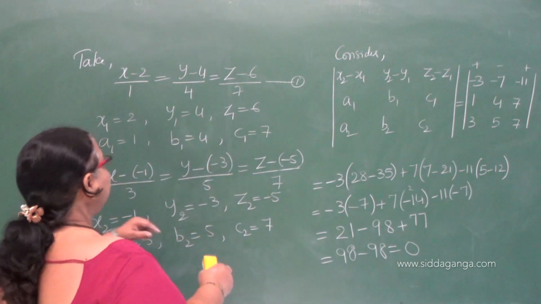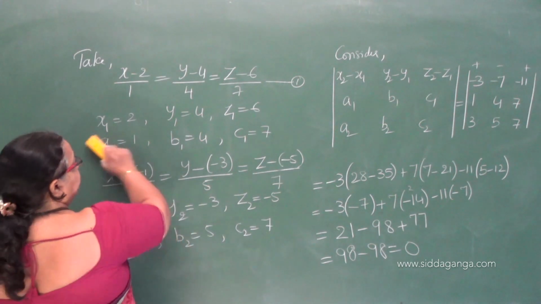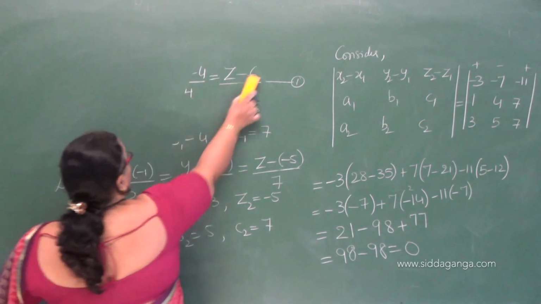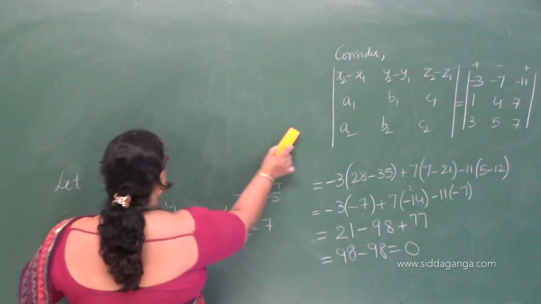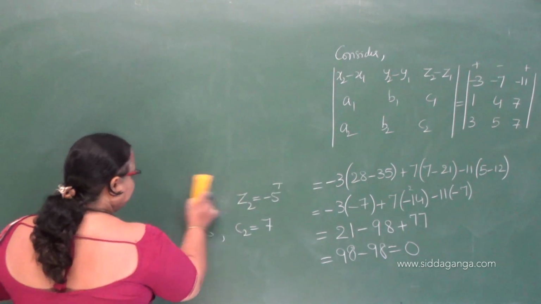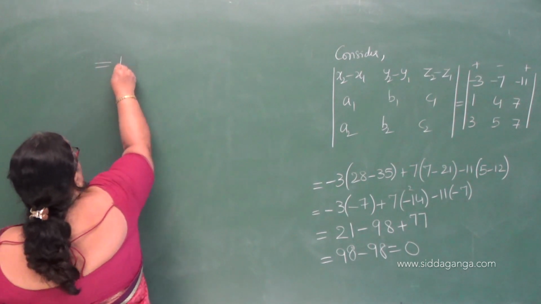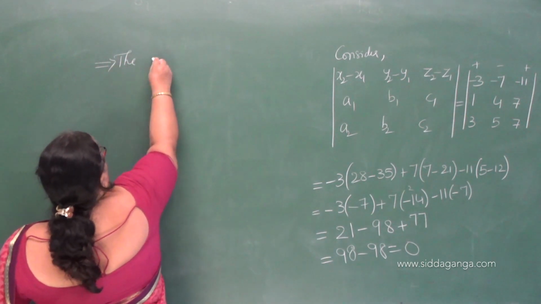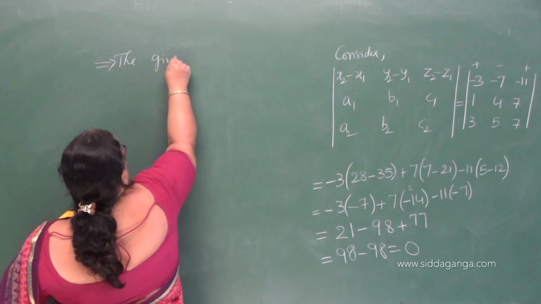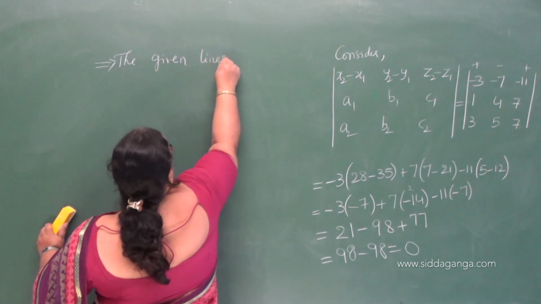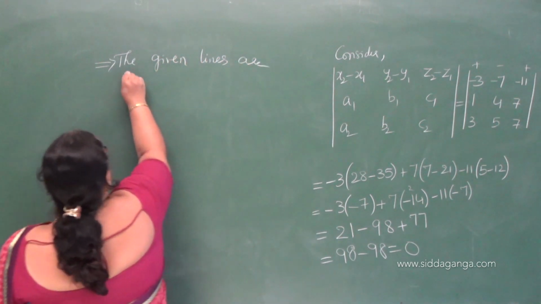So since the determinant value equal to 0, this implies the given lines are coplanar.